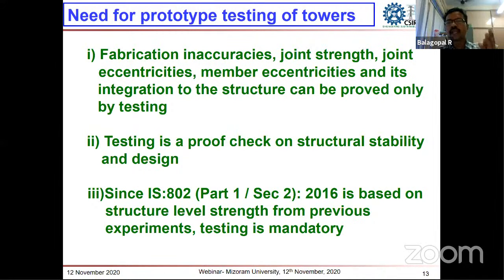Since we are using angle sections for transmission towers, there may be joint eccentricity. We cannot simulate these types of parameters in FE modeling. Hence, we necessarily have to go for prototype testing of towers. And this is a statically indeterminate structure. There is a problem of structural instability that can happen. Hence, we necessarily have to go for prototype testing of towers.